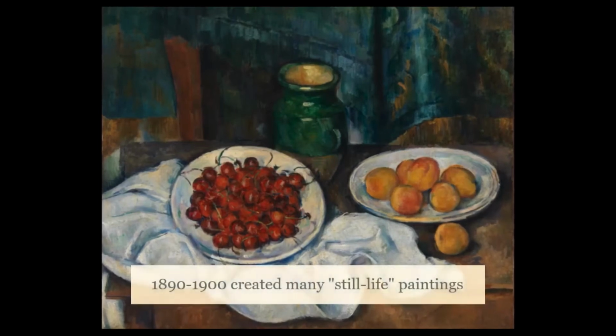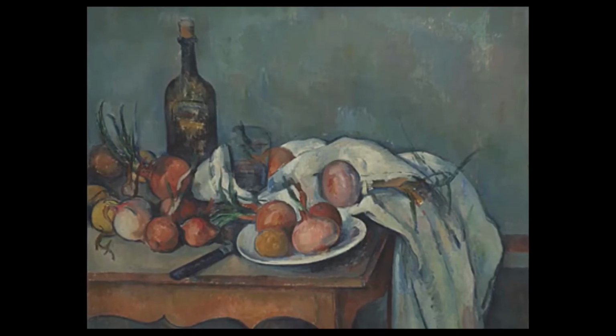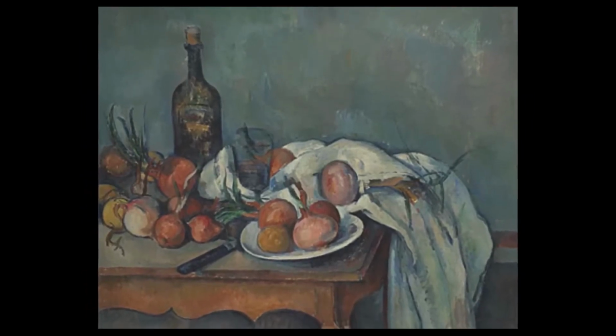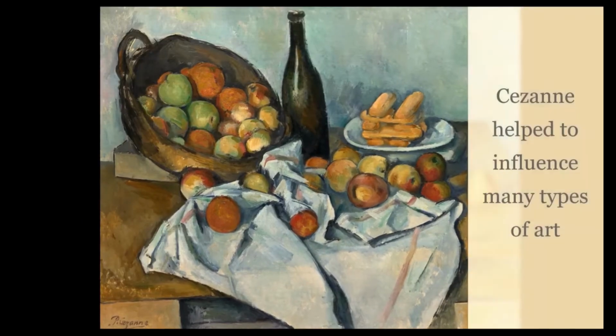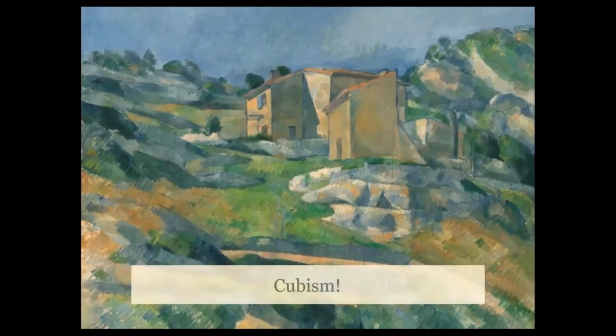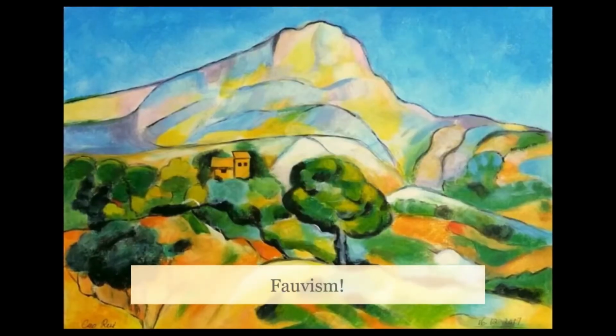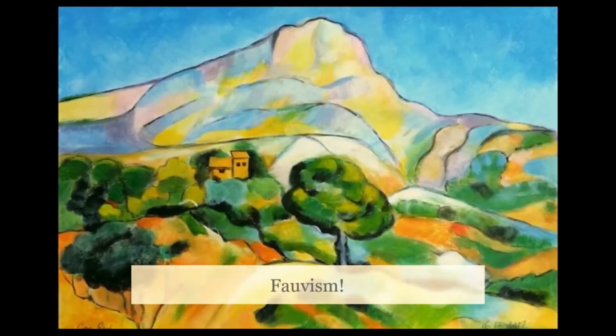Cézanne became most famous for his still life paintings, which are objects that are placed close together in an interesting way on a table. Cézanne's artwork influenced many artists to come. He influenced Cubism, which is the focus on shapes and forms, and Fauvism, which is the focus on unrealistic colors.